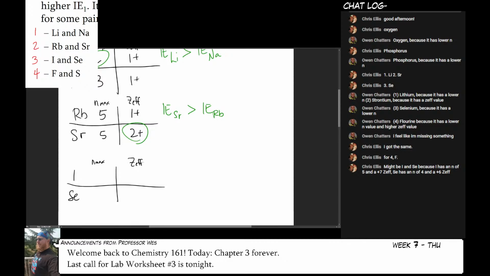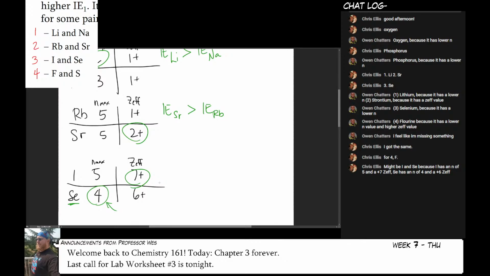All right. Now iodine is period 5, and selenium is period 4. So you might go, oh, look at that. Well, we have a winner, right? Well, let's hold on, because when I do Z effective, I get this, and of those two, this is the better one. Now, before we have said, well, if you have a lower N, that should be the winner, right? So I would predict it to be this one.